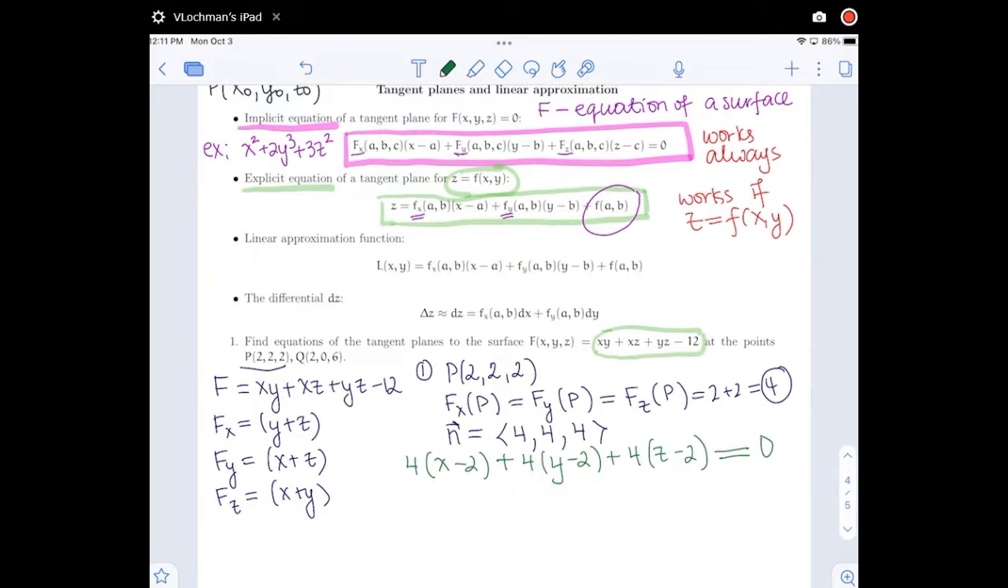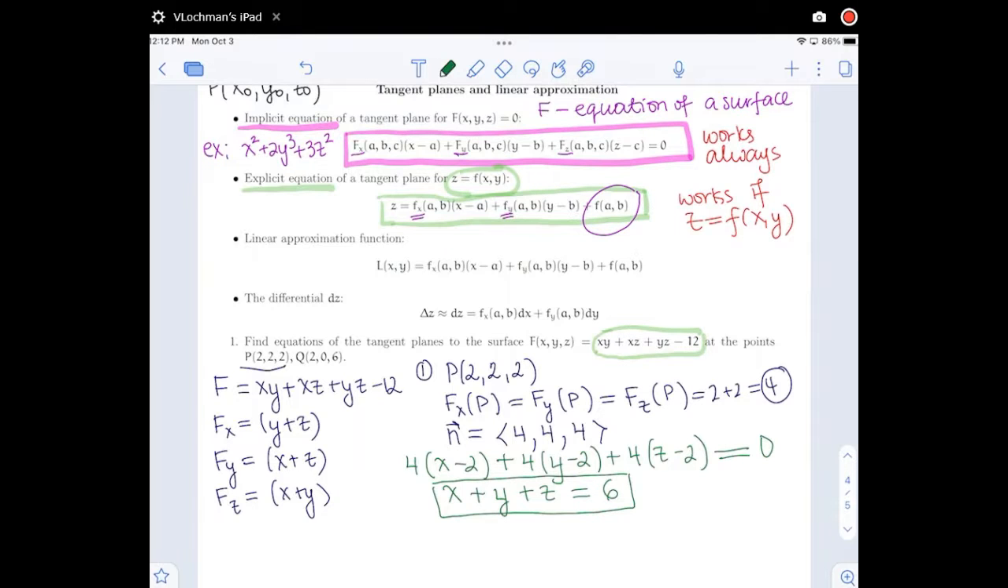Oh, we can clean this up. We can reduce it by 4 and combine like terms. So on the left, we get x plus y plus z, and then -6, I'm going to move it on the other side. That's going to be +6. Okay, so here's my plane.